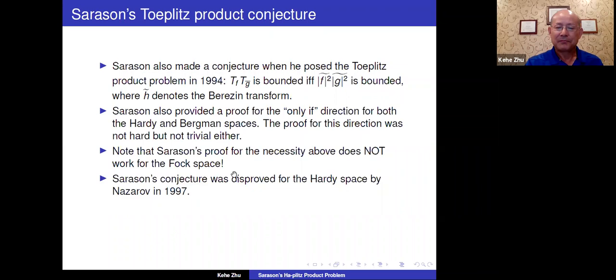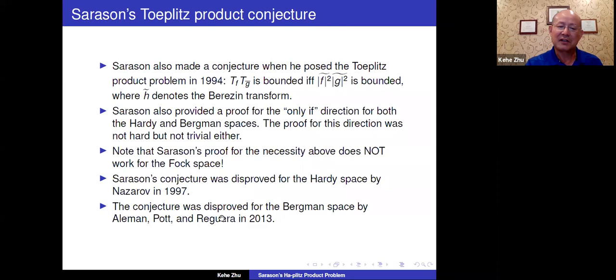Once again, after the problem was proposed, several people worked on it. And then in 1997, it was discovered that Sarason's conjecture was actually wrong. In other words, one direction is true, but the other direction is false for the Hardy space. And its counterexample was constructed by Nazarov in 1997. And then several years later, it was discovered that Sarason's conjecture was also wrong for the Bergman space. And this time the counterexample was given by Alleman, Pott, and Rigueur in 2013.